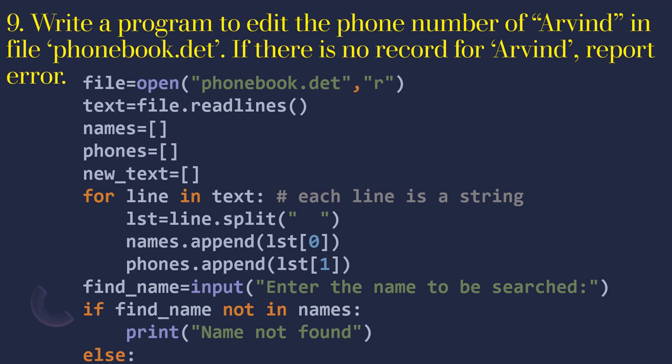So first of all, we have to read the content of the file phonebook.dat, so we have to open it in read mode, and I have used the method readlines to read the content line by line, and it is stored in a variable called text. Now I have created three lists. One is a list of names, another one is a list of phone numbers, and another one is the list which will store the updated content, or the new text with the updated phone number. Now, for line in text, with the help of a for loop, we will iterate over all the lines which are present in the text. So as you know, each line is a string.